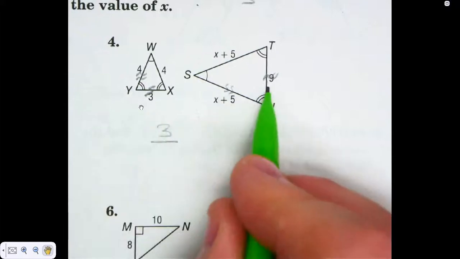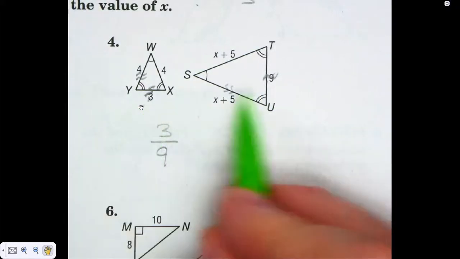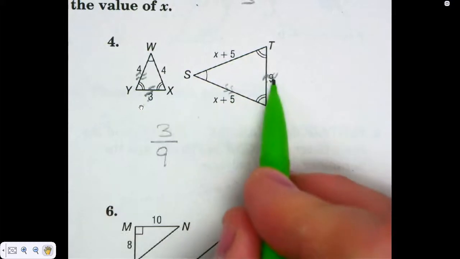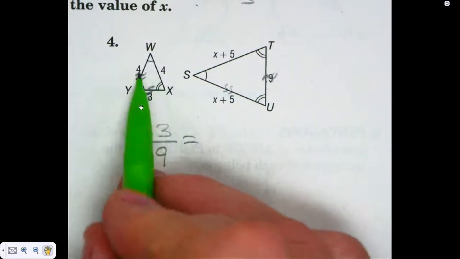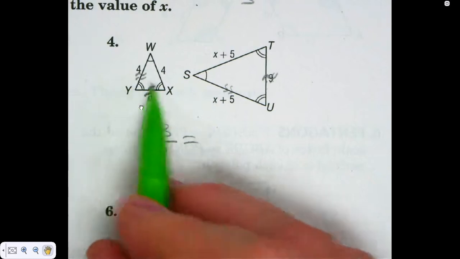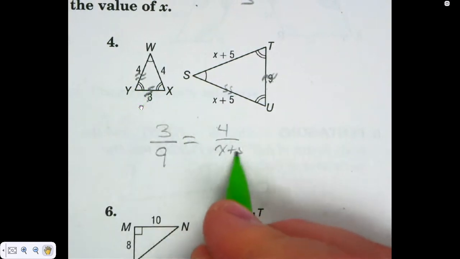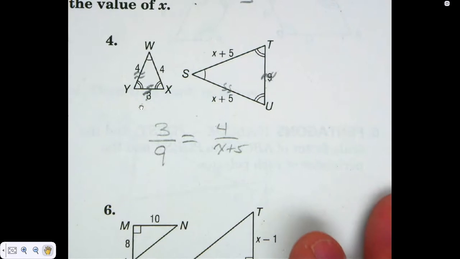That one? I've in turn marked what my equation is going to be, which is 3 over what? 1. Why would it be 1? I'm talking about the corresponding sides. 3 over 9 would equal what corresponds, what would I need on top? If I have the 3 on top, what needs to be on top? 4 over x plus 5. I now have a proportion that I can solve.